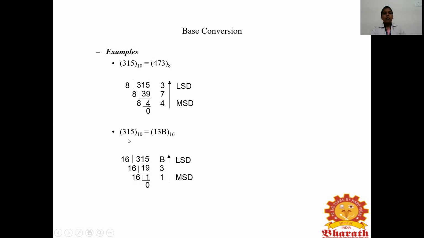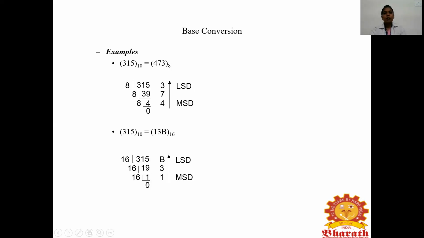Next, from decimal to hexadecimal. So 315 to the base 10. As I've already said, to what we are going to convert, we process with that base. We are going to convert it into a hexadecimal number, so we process with that particular base, that is 16. So 315 by 16. 19 16s are 304, and the difference is 11.